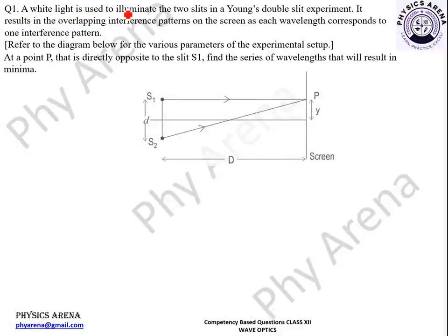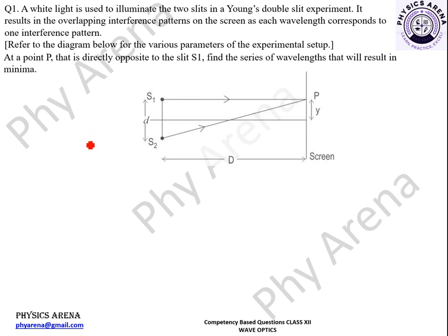A white light is used to illuminate the two slits in a Young's double slit experiment. It results in the overlapping interference patterns on the screen as each wavelength corresponds to one interference pattern. And a diagram is given to us. At a point P that is directly opposite the slit S1, find the series of wavelengths that will result in minima. So this is the question from Young's double slit experiment.